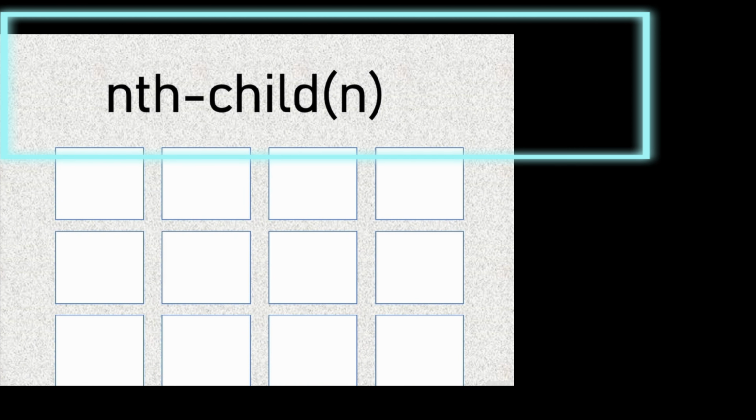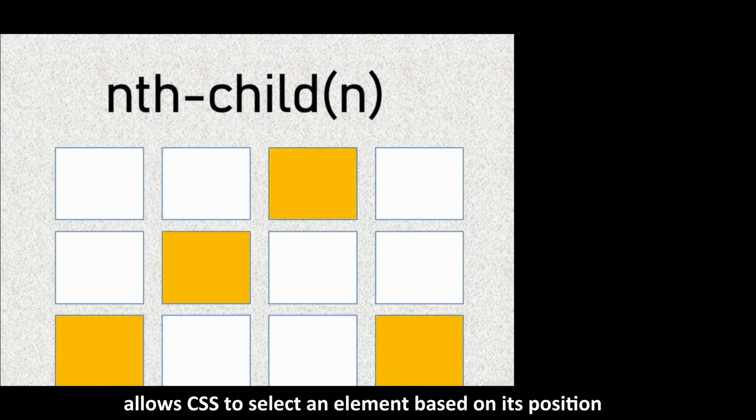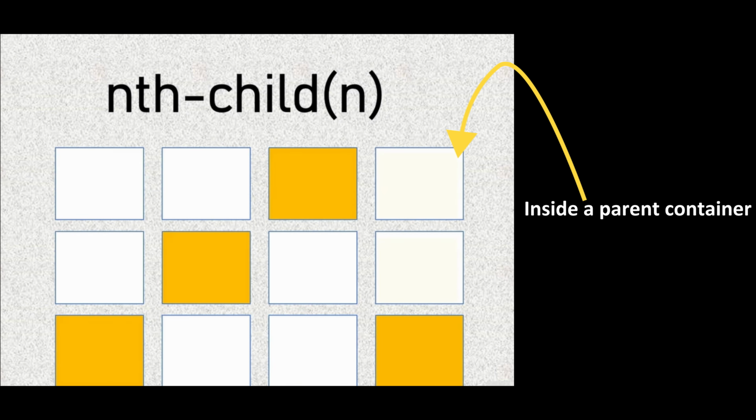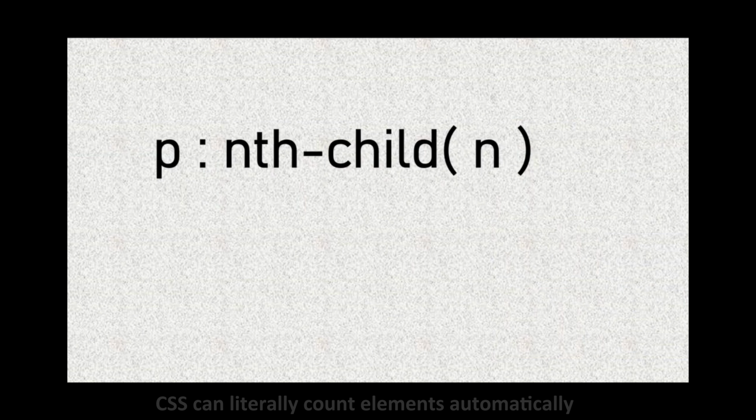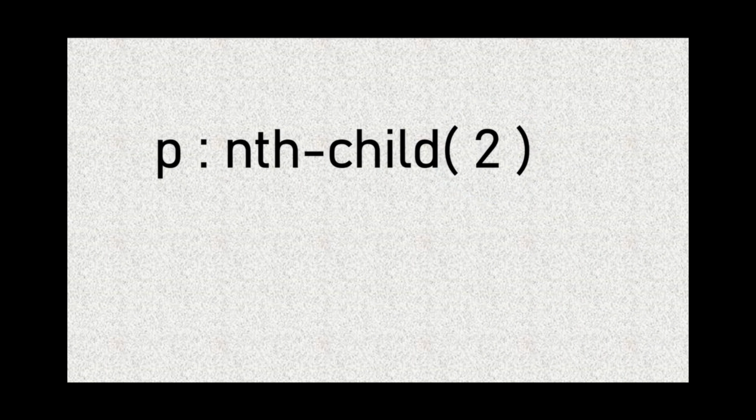The nth-child pseudo-class allows CSS to select an element based on its position inside a parent container. That means CSS can literally count elements automatically. Let me show you what I mean.